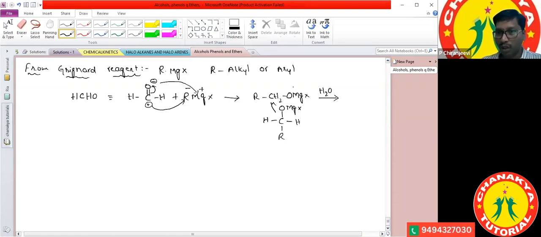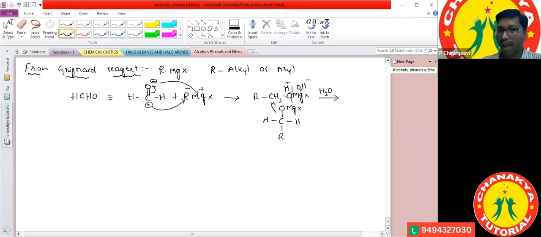Na? Now, in between the oxygen and magnesium, just break the bond. So, wherever the oxygen is there, on that side you add H, and on the opposite side you add OH minus ion. Because metals have a positive charge, the positively charged ion attaches with the negatively charged ion.